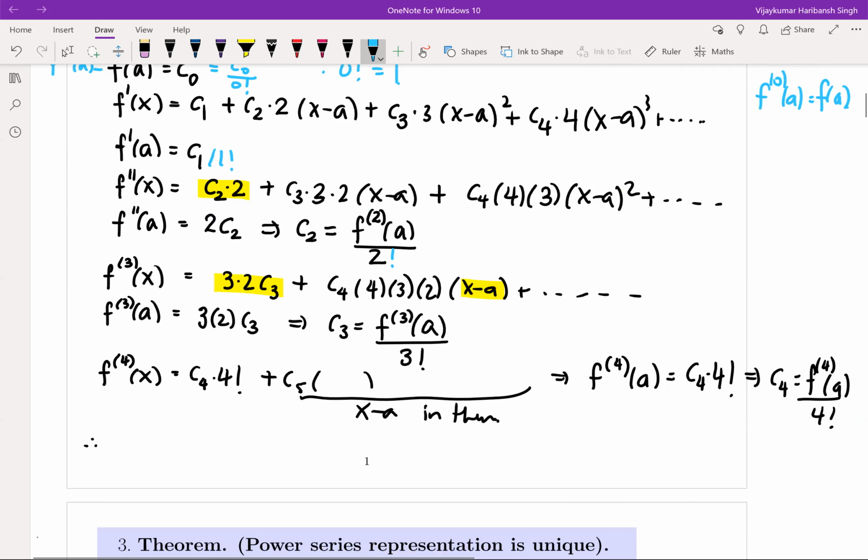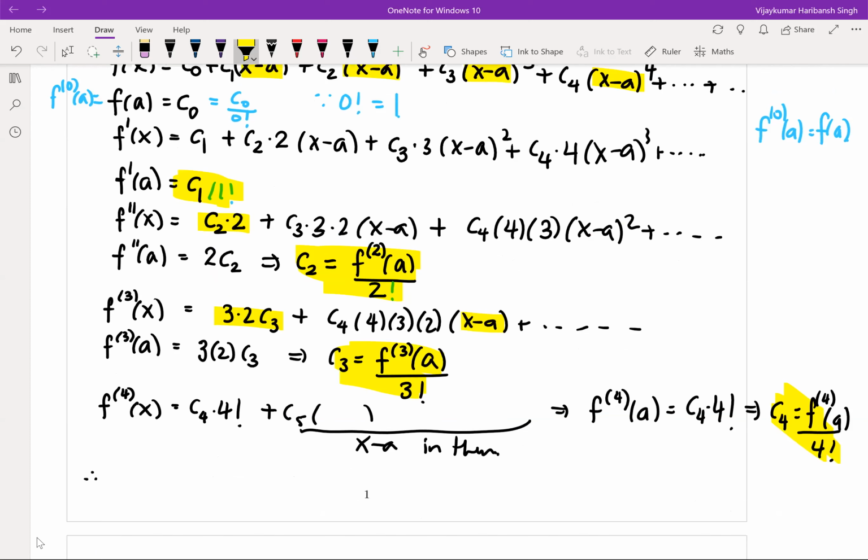So I can write now, if I collect this information here, this information here, and this information here, and the previous one, this divided by 0 factorial. So I can write that Cn is going to be f^(n)(a) divided by n factorial.